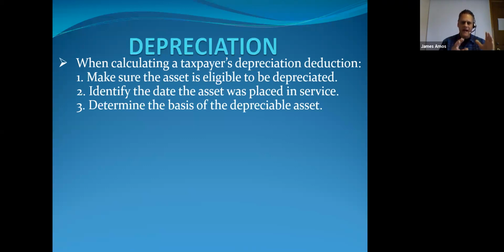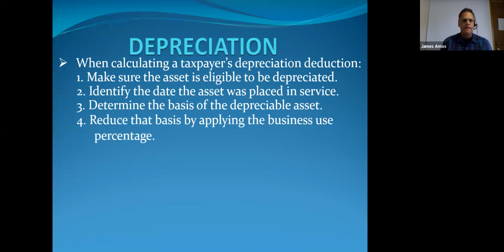So again, just backing up, we're not done with the steps yet. First, you don't want to waste your time. Make sure the asset qualifies for depreciation. If it doesn't, then don't waste your time with anything else. If it does, find out the date that the asset was purchased and determine what the cost basis of that asset is.